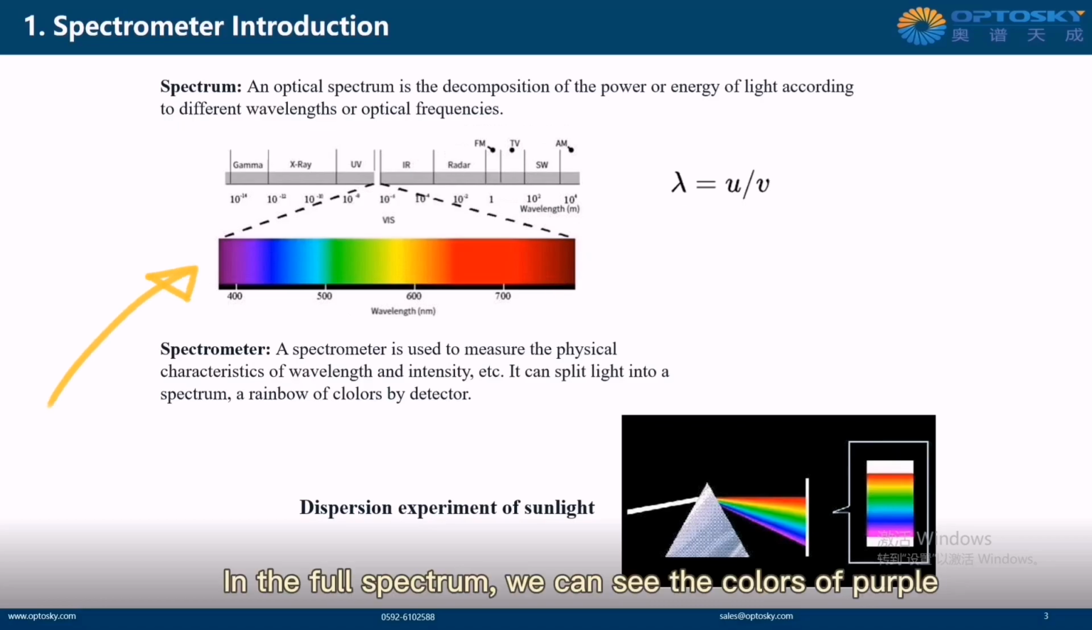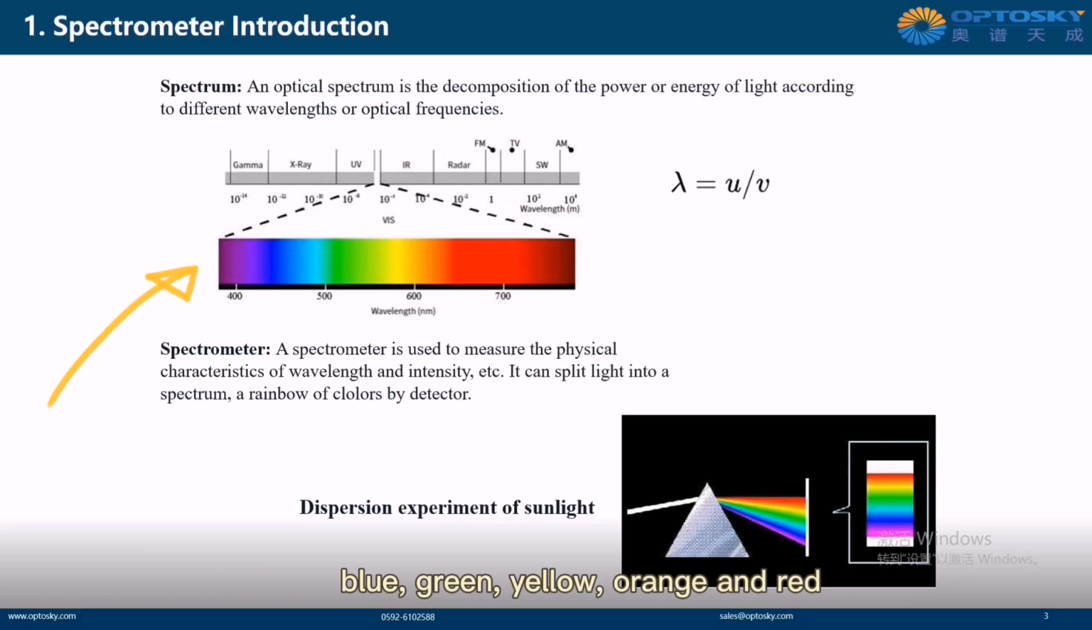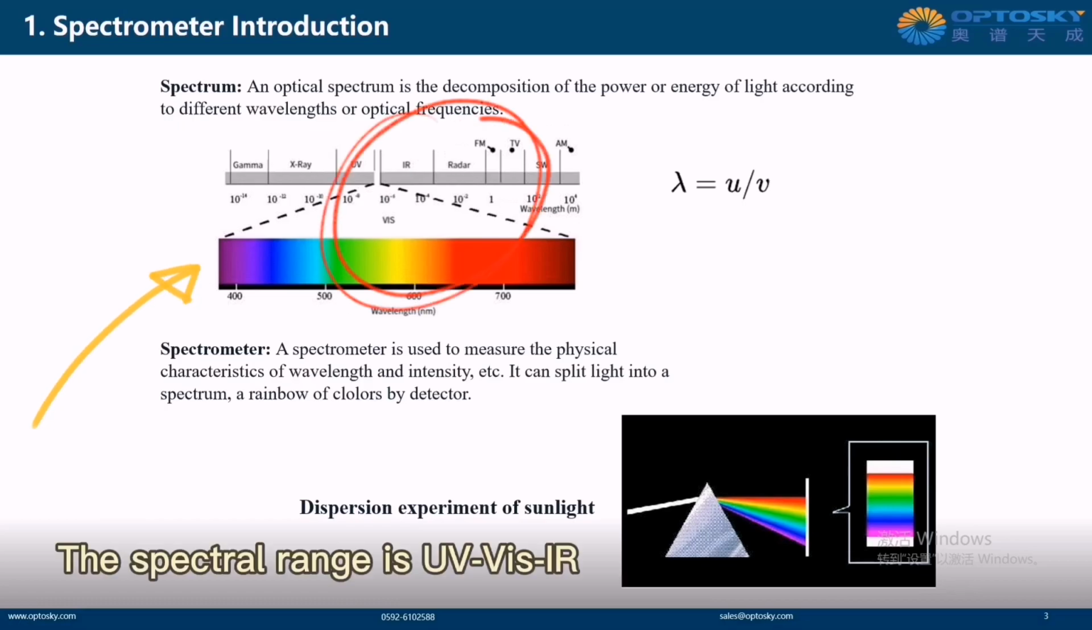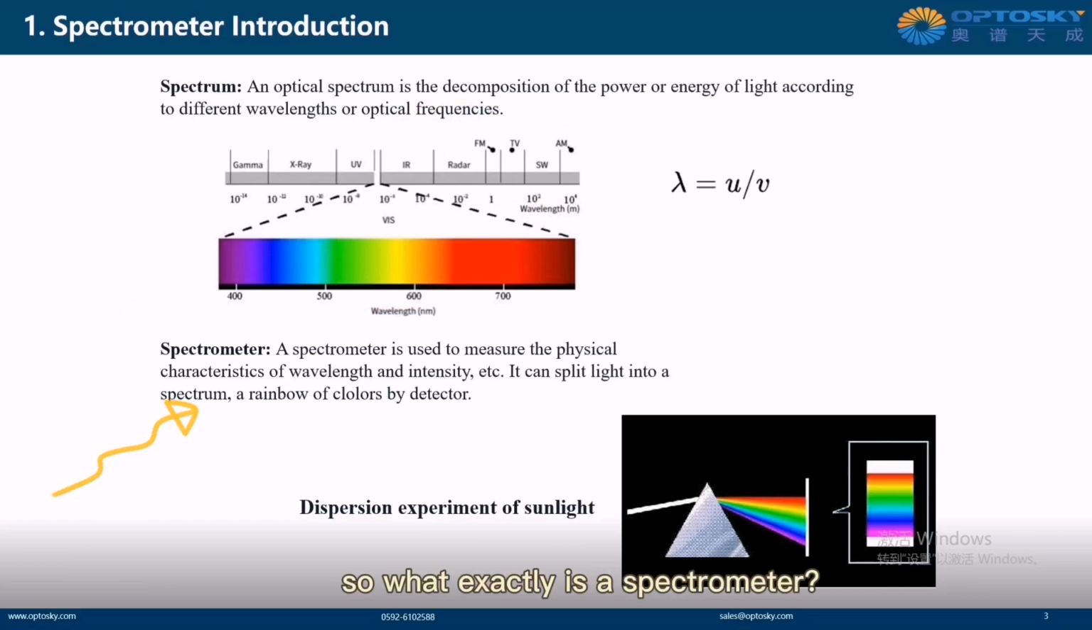In the full spectrum, we can see the colors of purple, blue, green, yellow, orange, and red. And what spectral rays do our spectrometers normally detect? UV, VIS, IR. So what actually is a spectrometer?